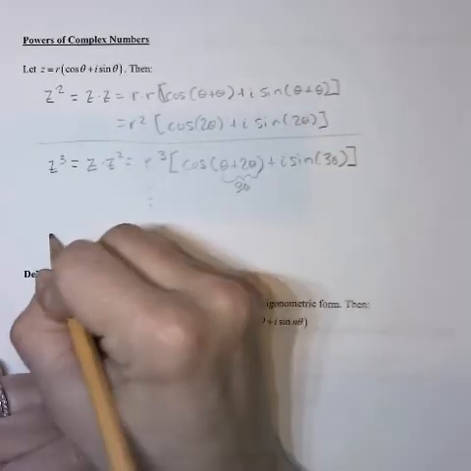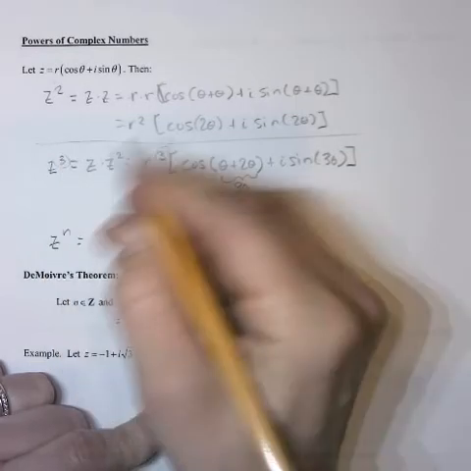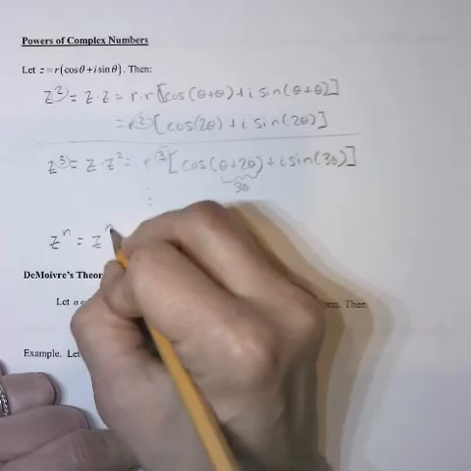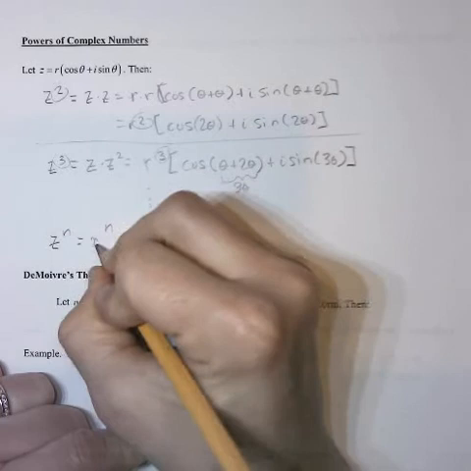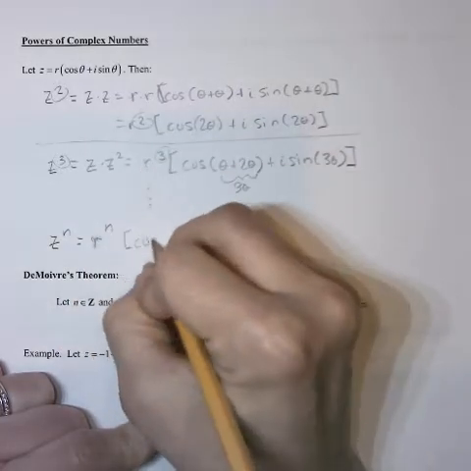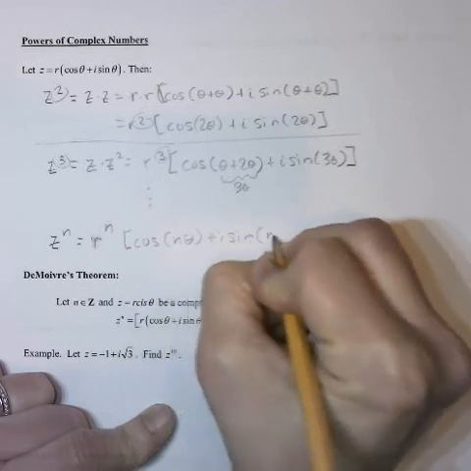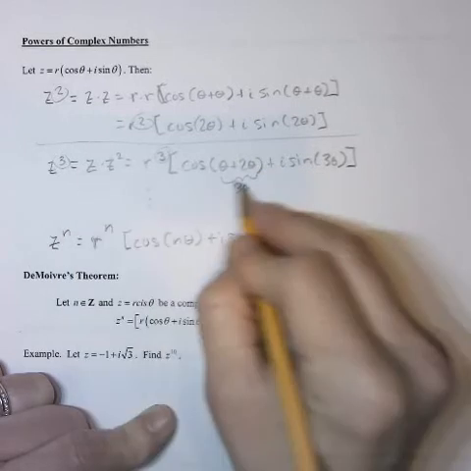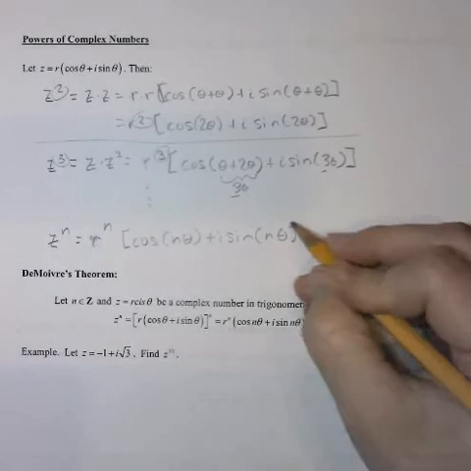So we can just generalize as z to the n. Notice this power will match this power, right? It will be r to the n, times the cosine of n theta plus i times the sine of n theta. So notice the power here matches the coefficient on theta. This saves us a ton of work.